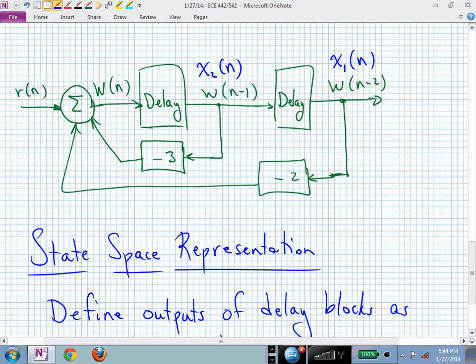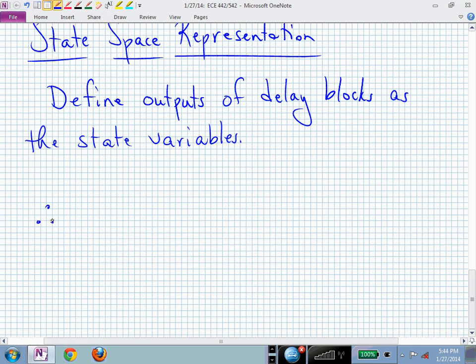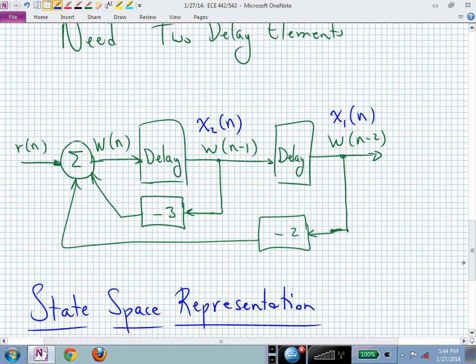Meaning, what is, now I've made it disappear. I'm a magician here, but I can make it reappear. So come back, all right? Now, what is x sub 1 of n plus 1? You need to write these one time period advanced state space variables in terms of x1 of n, x2 of n, and r of n.